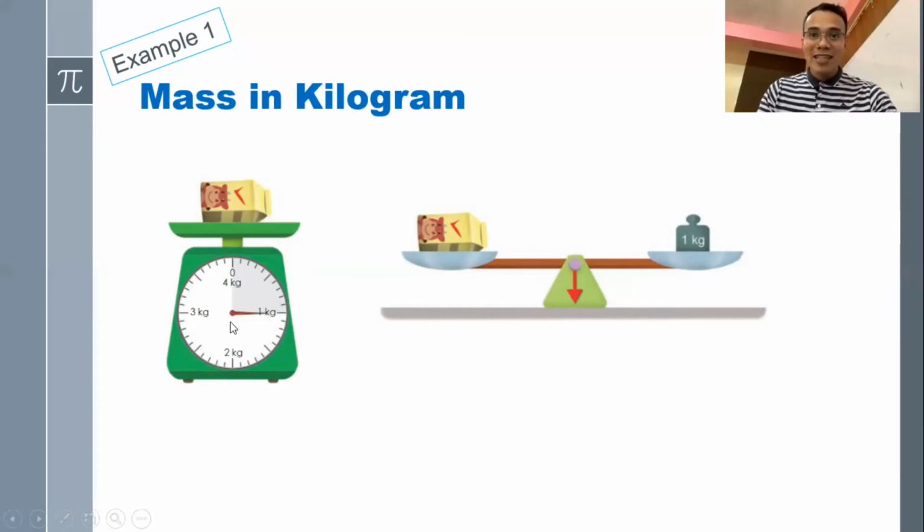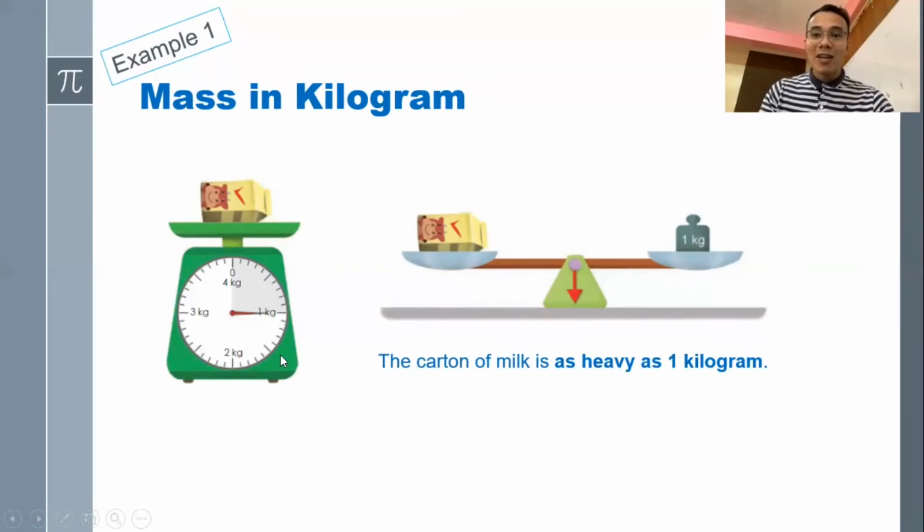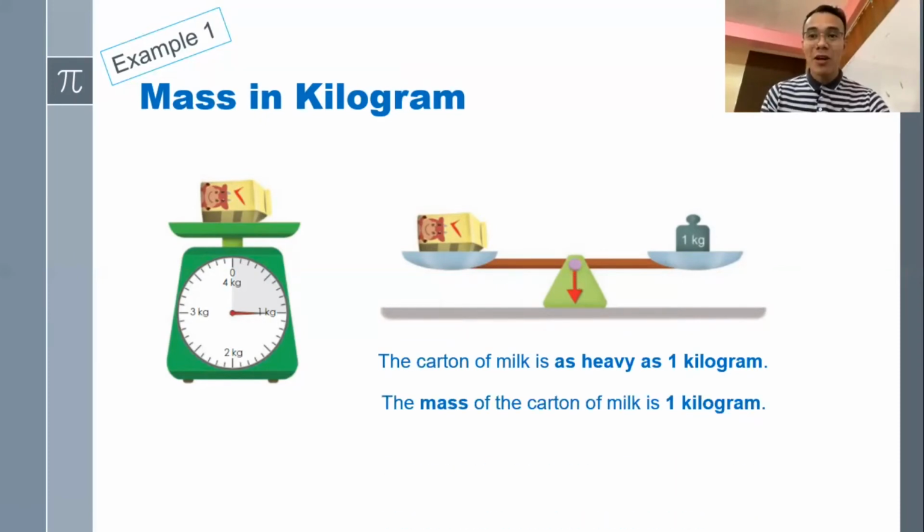Based on this, I can say that the carton of milk is as heavy as 1 kilogram. And it's also illustrated in the balance scale. Since the 2 pans are balanced, balance meaning no one is above or below the other, the carton of milk is as heavy as 1 kilogram. We can also say that the mass of the carton of milk is 1 kilogram.